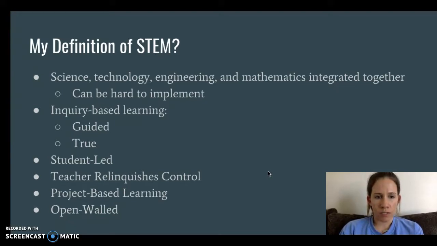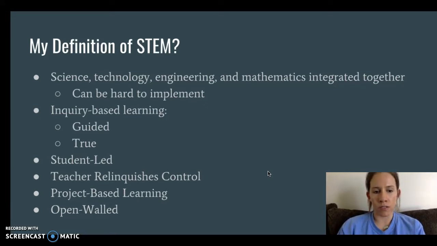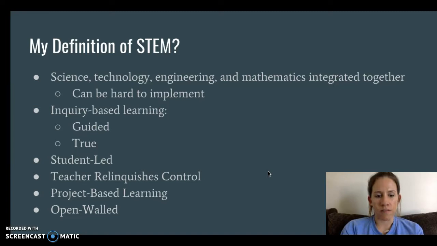Guided inquiry-based learning is when the teacher guides the student to an outcome or a solution to the problem, and true inquiry is when students find a solution to the problem by themselves. It can also be very student-led. I think that in STEM, the teacher relinquishes more control to the students in the classroom. I also think of project-based learning when I think of STEM, and I think open-walled, meaning thinking outside of the box.